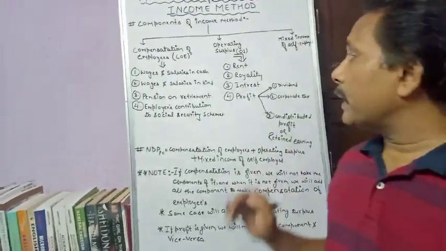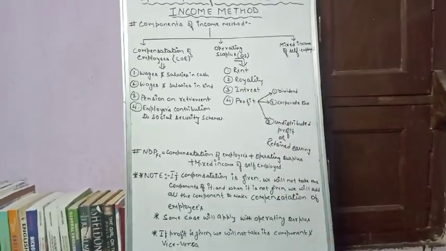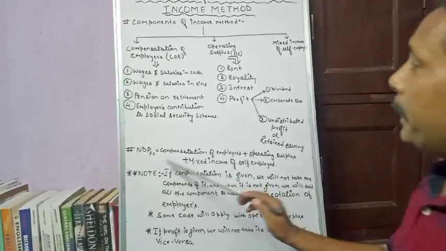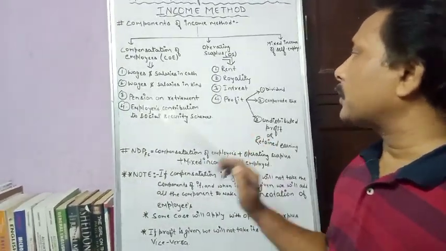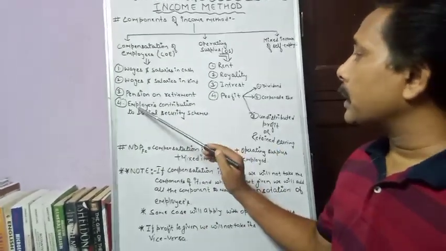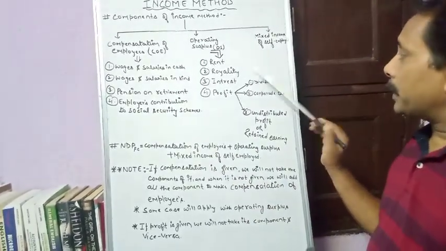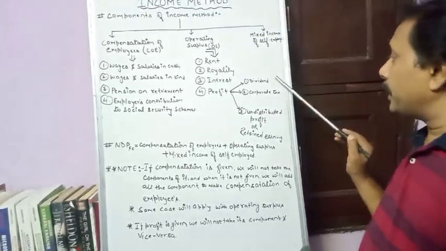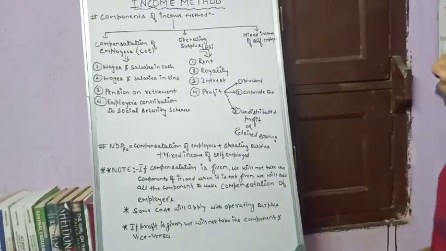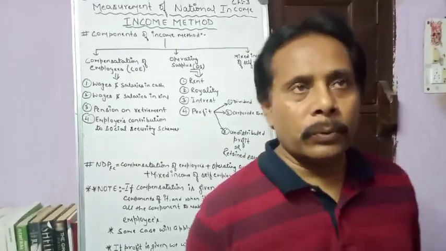In this way, we can say NDPFC is equal to compensation of employees plus operating surplus plus mixed income of self-employed, or NDPFC is equal to wages and salaries in cash plus wages and salaries in kind plus pension on retirement plus employer's contribution to social security scheme plus rent plus royalty plus interest plus dividend plus corporate tax plus undistributed profit plus mixed income of self-employed. Okay, I think it is clear for all of you. Thank you.